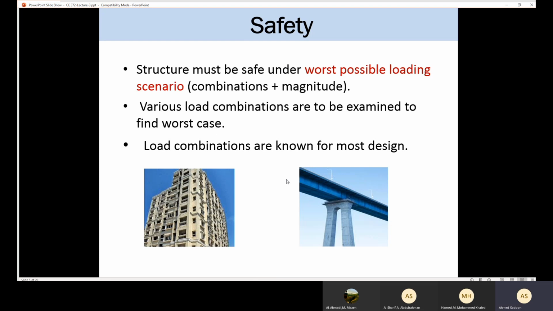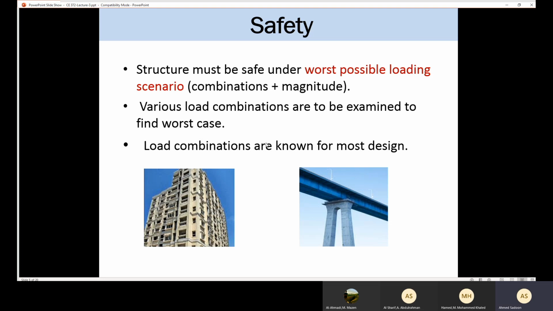You have dead load, live load, wind load, and snow load. So you need to make combinations. It depends on the situation. You need to make combinations so that you come up with the worst possible loading scenarios, so that whatever happens, your building is going to be safe.